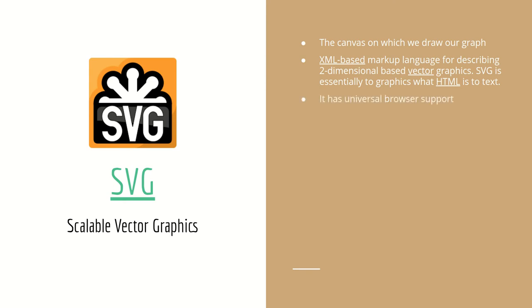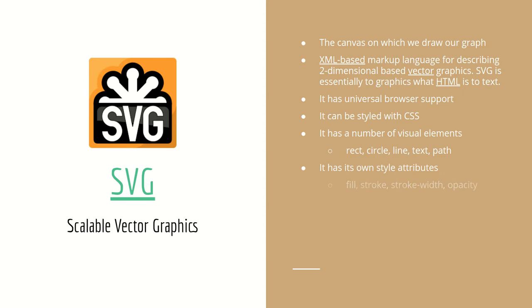Why would we use SVGs? It has universal browser support. It can be styled with CSS. It has a number of visual elements: rectangle, circle, line, text, path. It has its own style attributes: fill, stroke, stroke width, opacity. It is a pixel-based coordinate system.